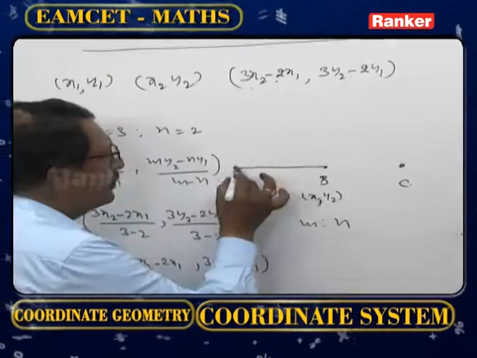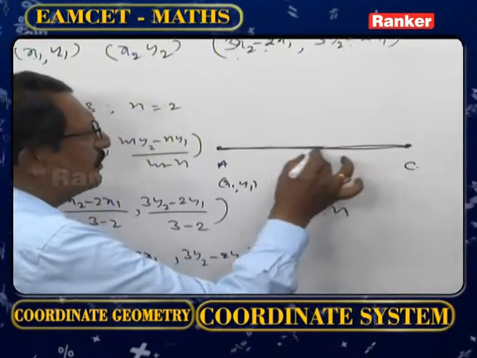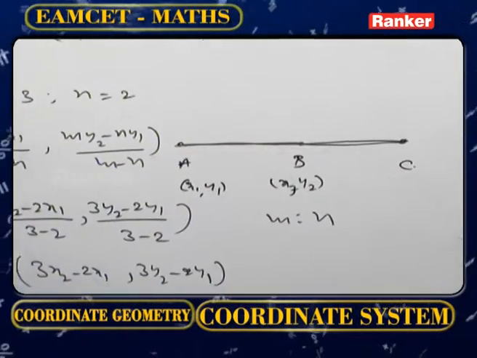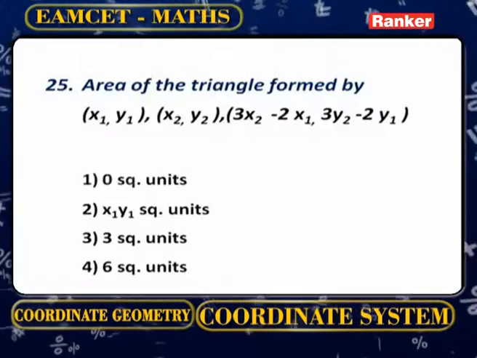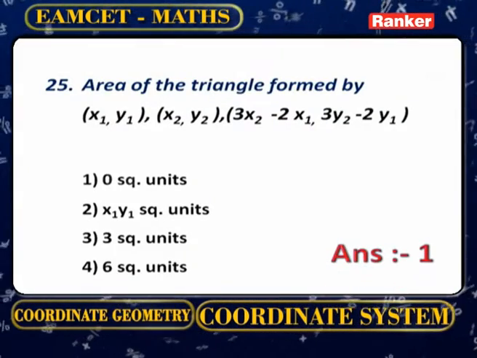Now, the 3 points are collinear. Then the area of the triangle formed by the 3 points is 0. Now, the first option is the answer.